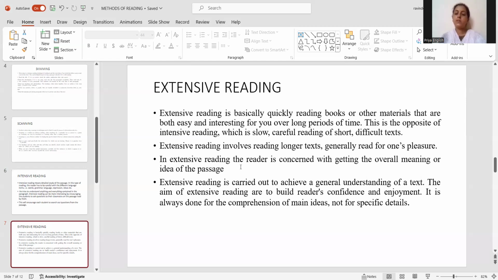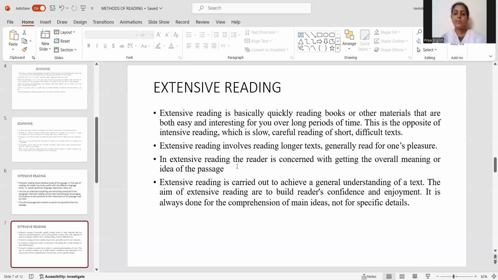In extensive reading, the reader is concerned with getting the overall meaning or idea of the passage. As we have said, extensive reading will not include reading in detail. You just need the overall meaning or the idea of the passage. You just want to know what the main theme is, what the main idea of that particular text is. So extensive reading is carried out to achieve a general understanding of a text. The aims of extensive reading are to build readers' confidence and enjoyment. It is always done for comprehension of main ideas, not for specific details.